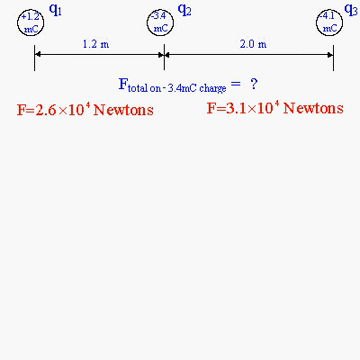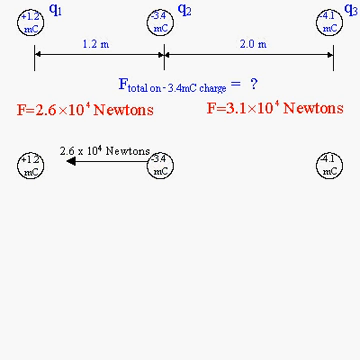The 1.2 millicoulomb charge is attracting the negative 3.4 millicoulomb charge because the charges are opposite. So the 1.2 millicoulomb charge is pulling the negative 3.4 millicoulomb charge towards it. And the strength we already calculated, 2.6 times 10 to the 4 newtons. The negative 4.1 millicoulomb charge is pushing the negative 3.4 millicoulomb charge away from it. So its 3.1 times 10 to the 4 newton force is directed towards the left. So we have two forces acting on this charge, both of them pointing to the left.